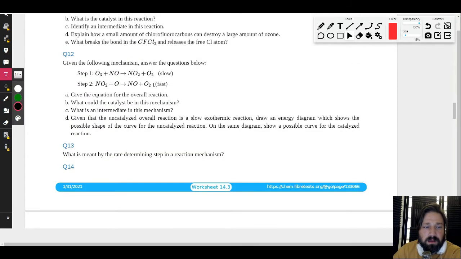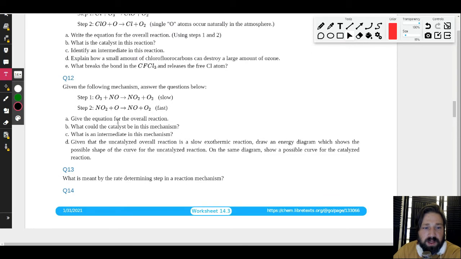Question 12 is similar to 11, so I'm going to let you go ahead and do that. The big difference here is the slow and fast. You can go through and figure out the overall reaction, catalysts, intermediates, and so on and so forth. But which one of these is going to be your rate determining step? What does that mean, rate determining step? A rate determining step basically means what's taken the most time. Where is all the time in this process actually coming through?